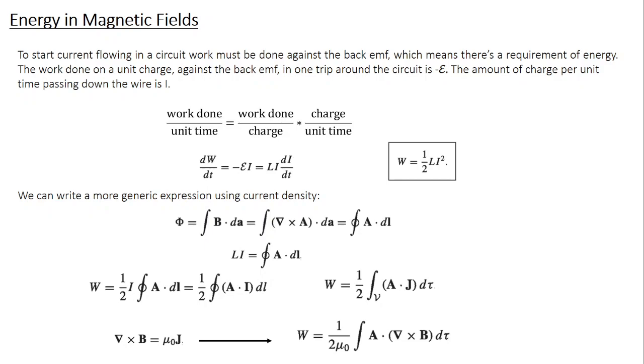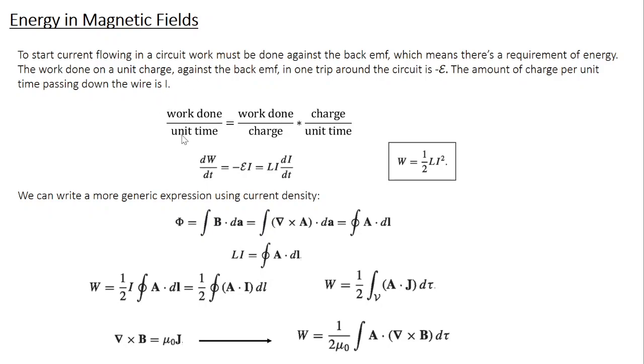In the last class, when I discussed the concept of back EMF, I told you whenever a current in a circuit changes, you need to do work against the back EMF. So to start current flowing in a circuit, work must be done against the back EMF, which means there is a requirement of energy. Now back EMF is nothing but work done per unit charge. So work done on a unit charge against the back EMF is minus E, where E is the back EMF. Similarly, the amount of charge per unit time passing down the wire is I.